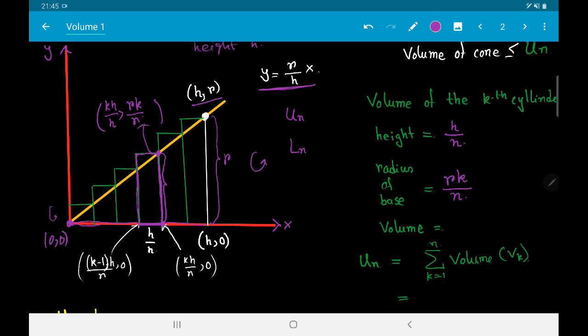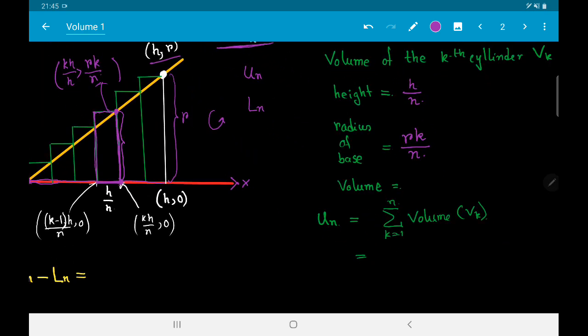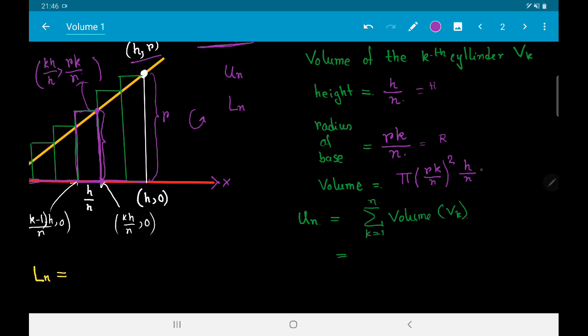Now let us put what we have got, and now we know the formula for the volume of a right circular cylinder. And what is the volume? This is given by pi r square h. So here this acts as our r, this acts as our h. So pi r square h, pi times rk divided by n whole square times h by n, which is nothing but pi r square h divided by n cubed times k square.